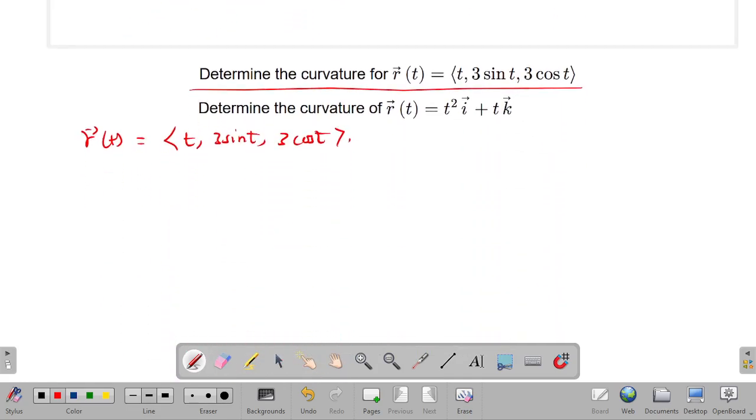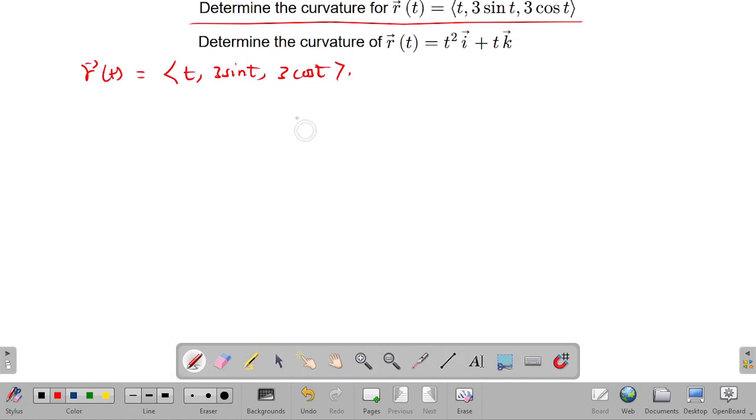So let's see how we can do this. It's so simple. The first thing to do is to find our r prime. That will give us 1, the derivative with respect to t, comma, 3 cosine t, comma, negative 3 sine t. As simple as that. Now that you have this, what do we do?